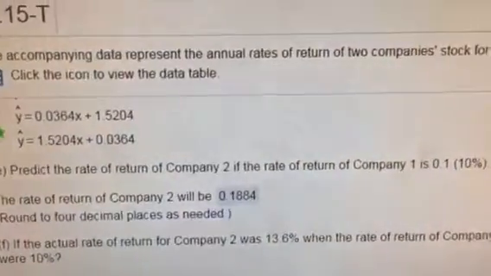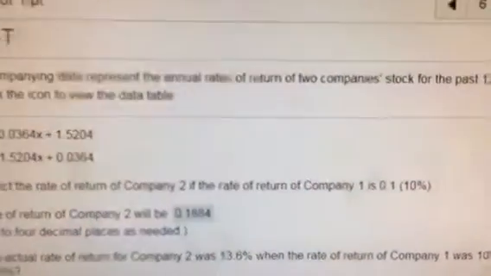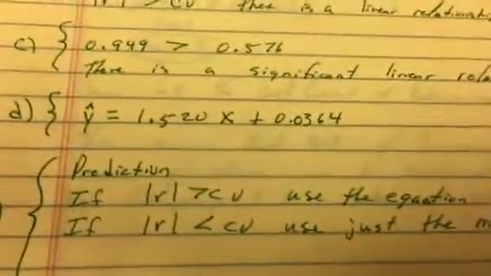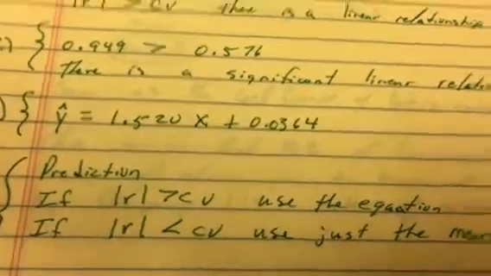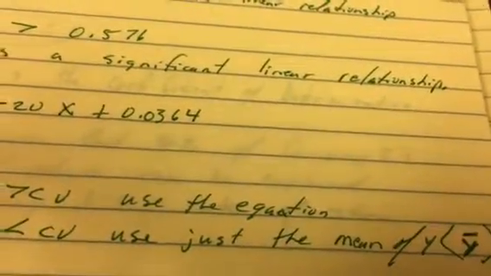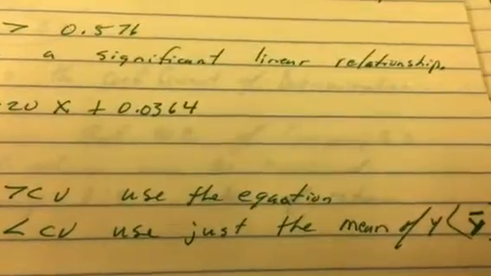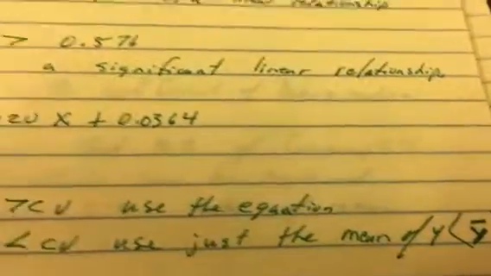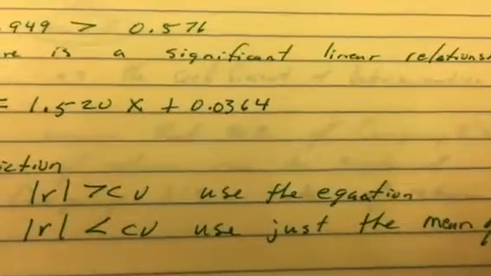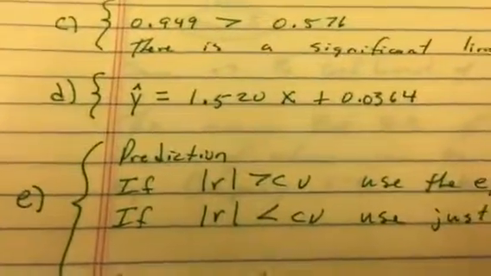Now, question 2. Predict the rate of return for company 2 if company 1 is 10%. Now, this is something you need to know, so this is part E. You've got to know this. If the absolute value of R is greater than the critical value, then we use the equation to make a prediction. All we do is take our value and plug it in for X. But if the absolute value of R is less than the critical value, we can't use the equation. It's not linear, so we have to use the mean of Y, the Y bar. Remember, if you have to find the mean of Y, you go to Stat and Summary Stat and find the mean. But on this one, we know R is greater, so you're going to fill in.